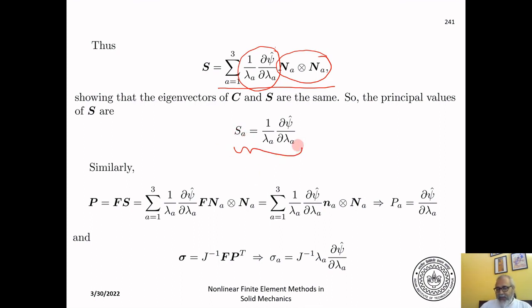Once I have the eigenvalues of S, I can find the eigenvalues of P, which is FS, and then eigenvalues of P are this, eigenvalues of sigma similarly found are these. So now I have these expressions in terms of eigenvalues, and I know that the eigenvectors of C and S are coincident, and that leads to these expressions for the eigenvalues. So this is a special form that you get when your free energy density function is expressed in terms of the eigenvalues of C.